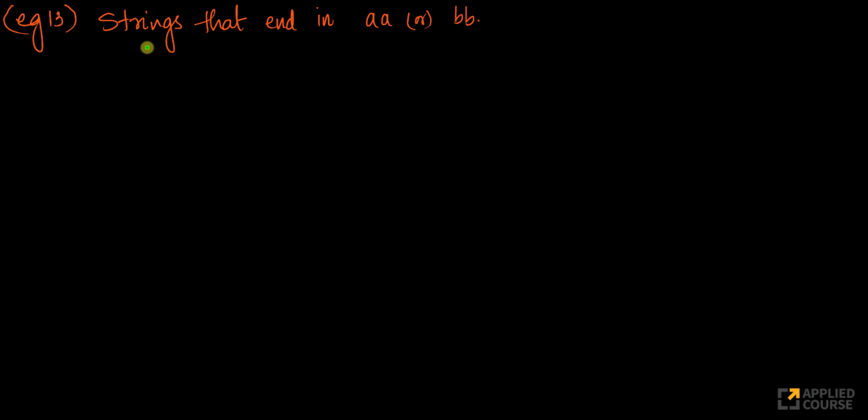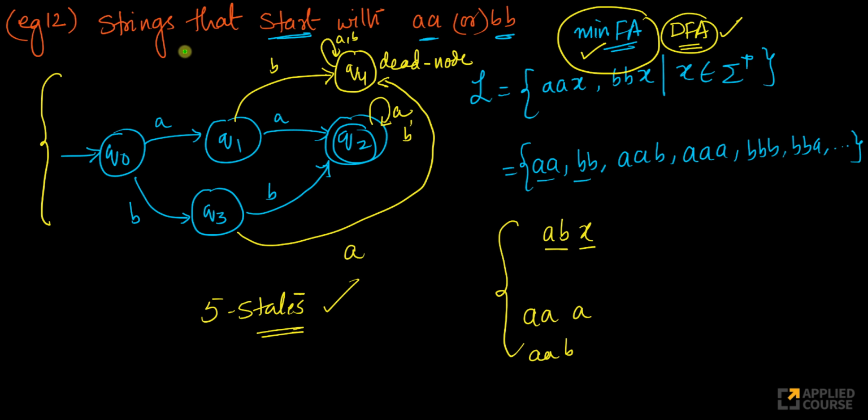So let's look at some more examples of deterministic finite automata. Again, I'm just covering more and more examples so that you become comfortable with thinking in terms of mathematical models like finite automata. Okay, so the last one that we saw was how to construct a finite automata which will accept strings that start with AA or BB.